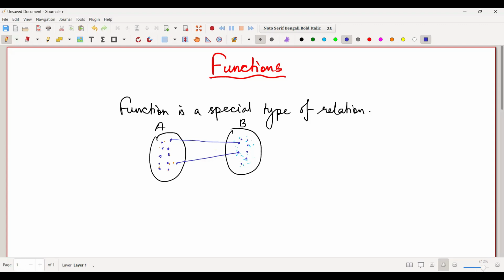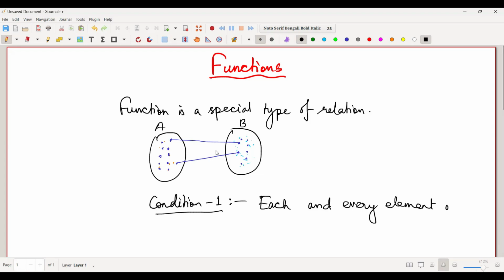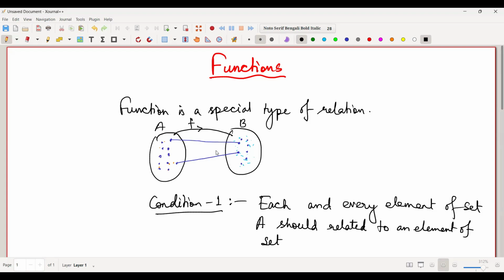but there were two conditions. Condition 1 was each and every element of set A. That means the function is defined from set A to set B. From where the function is defined, that is set A, every element of set A should be related to an element of set B.